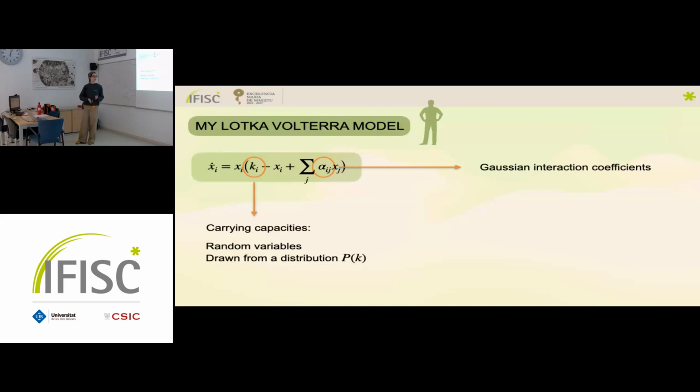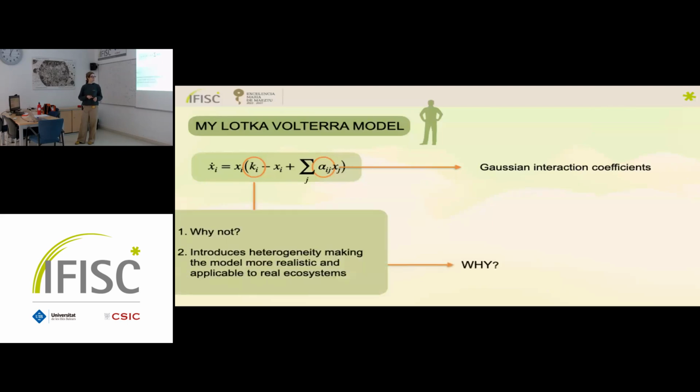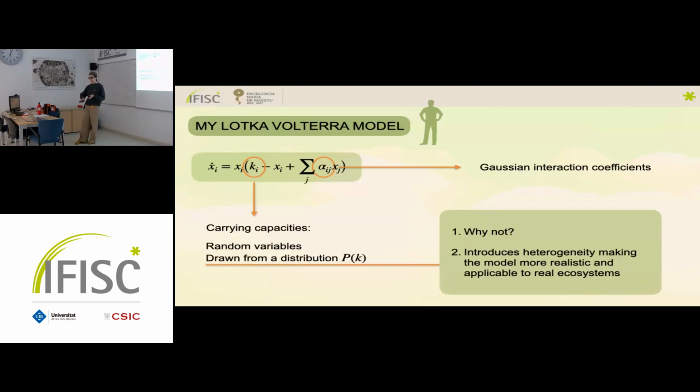Now you may ask yourself, okay, but why do we draw this from a random distribution? And I have two answers for you. The first one would be because it introduces heterogeneity, and introducing heterogeneity makes the model more realistic. So it means that I can apply it to real ecosystems, but is this true? Well, not really. We all know that the Lotka Volterra equations are not really used to describe real ecosystems. They're far from something real. So the real reason why we're doing this is, well, why not? Could be interesting.